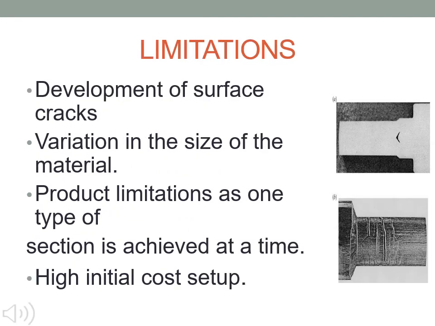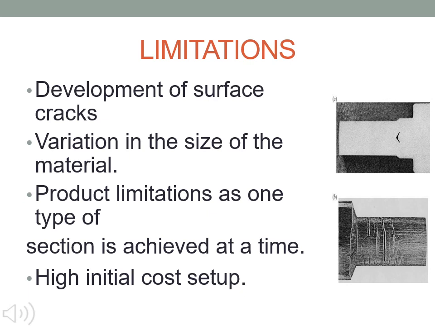Next, we will be discussing the limitations of the extrusion forging mechanism. The first limitation is development of surface cracks. The surface cracks are formed due to the piling of high residual stress on the surface. So if the pressure that we apply is more than the pressure that the material can handle, then surface cracks are developed. Next, variation in the size of the material, which means the size of dies and the presses that can be economically built is a limiting factor.